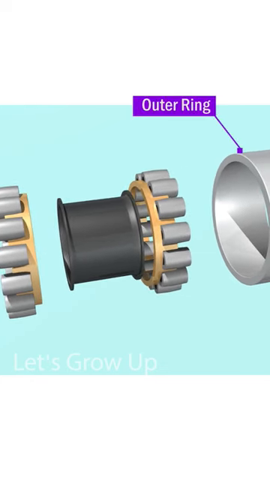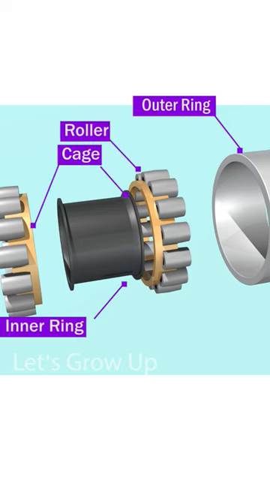Outer ring. Inner ring. Roller. Cage. The bearing parts are made of nickel, chromium alloy steels.